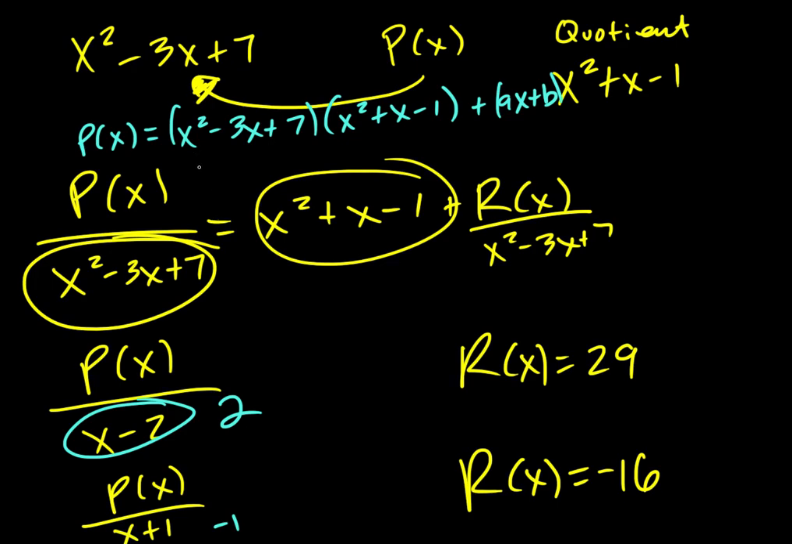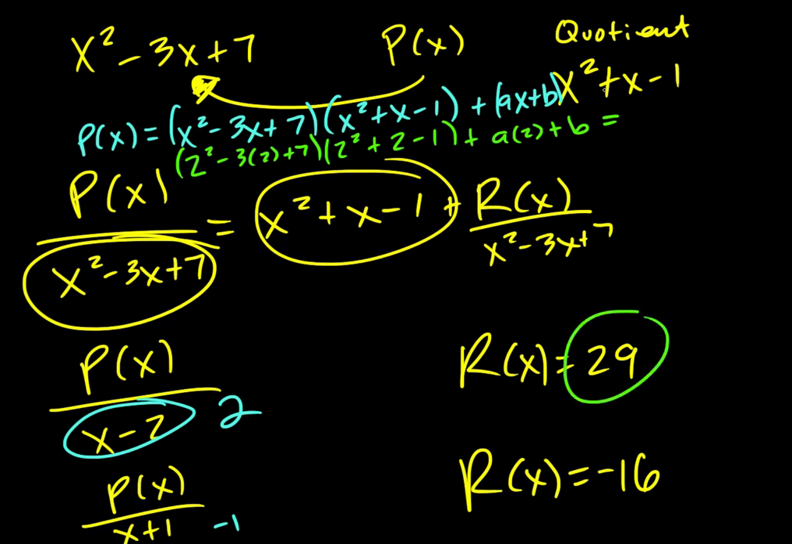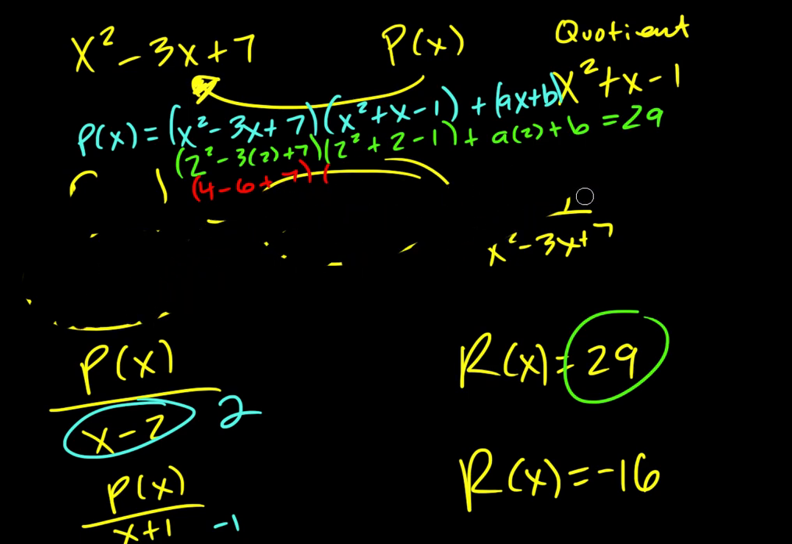Okay. So I'm kind of running out of room. But let's plug in a 2. So 2 squared minus 3 times 2 plus 7. And then we'll do 2 squared plus 2 minus 1 plus a times 2 plus b. And all of that needs to equal 29. Okay, now if we simplify this, we're going to get 4 minus 6 plus 7. We're going to get over here 4. I don't need this anymore. Okay, 4, and then that's just going to be plus 1. Plus 2a plus b equals 29.